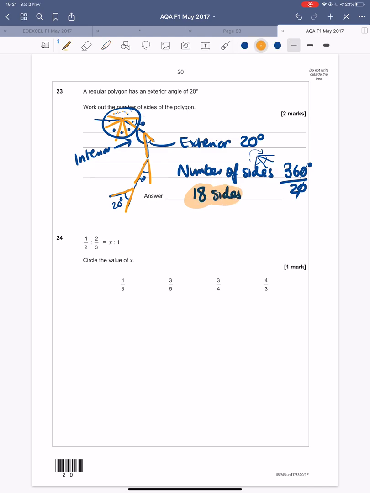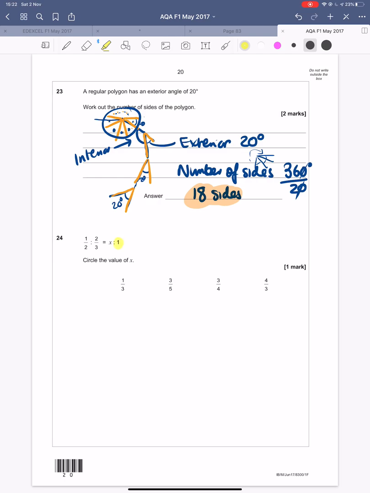Okay. Right, a half to 2/3 is x to 1. Work out the value of x. So basically, we need to have a 1 in, we need to have a 1. Can you actually see that anymore? No, that was a bit silly. That's not highlighter. Highlighter yellow would be nice.